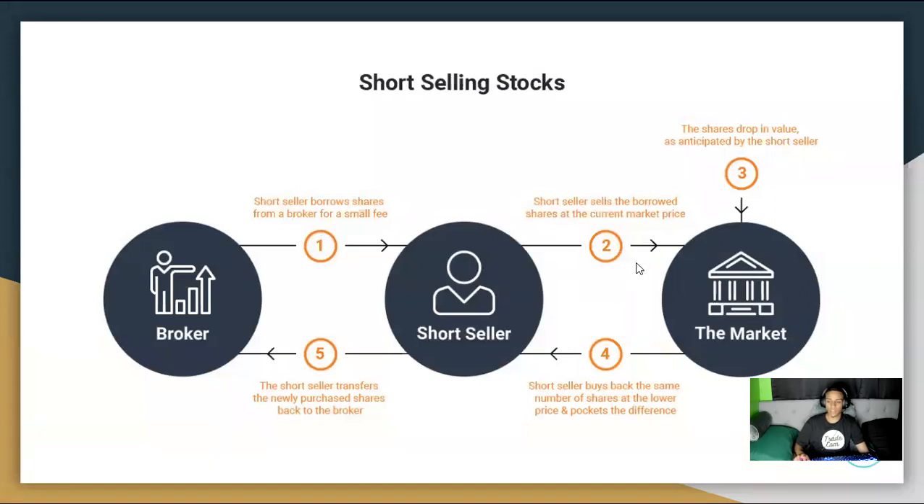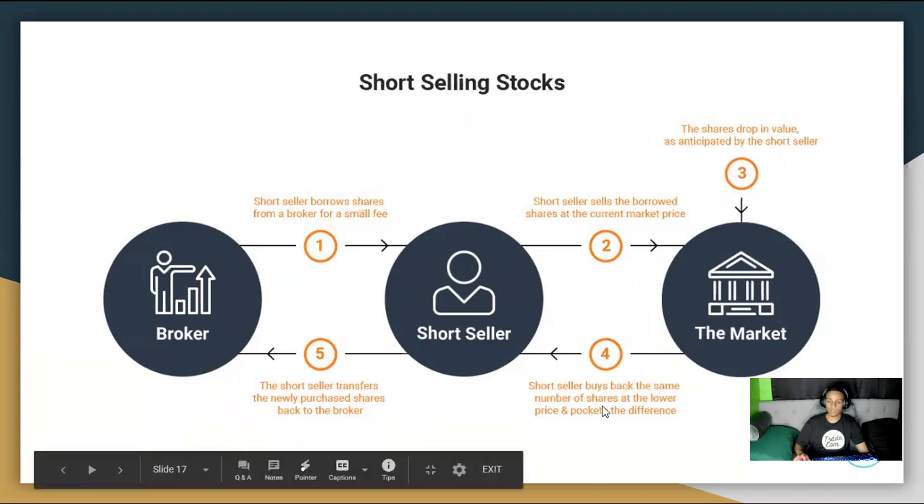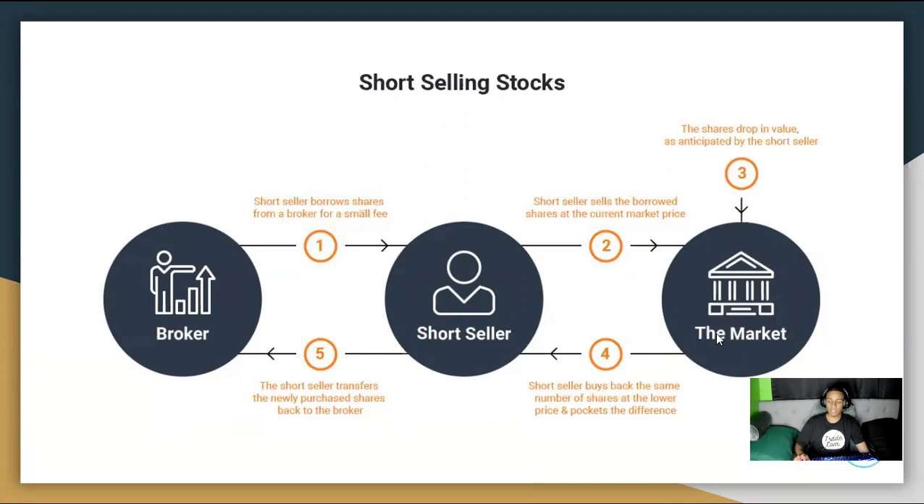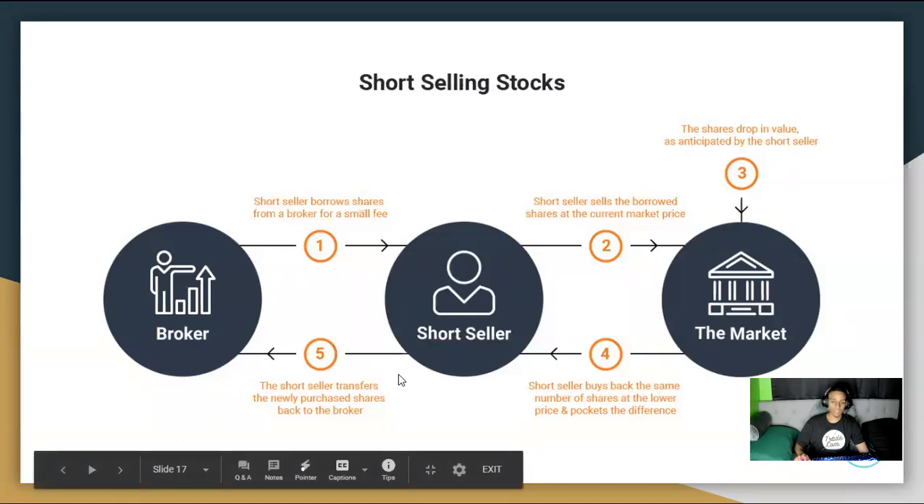So the market price dropped to 90. The shares drop in value as anticipated by the short seller. At this point, the shares are 90. Now I'm going to buy the same number of shares at a lower price, and I'm going to pocket the difference, right? I'm going to buy 1 share of Apple at $90 per share, and I'm going to return that share to the broker who lent me the one at 100. So that $10 difference is what I'm going to keep.